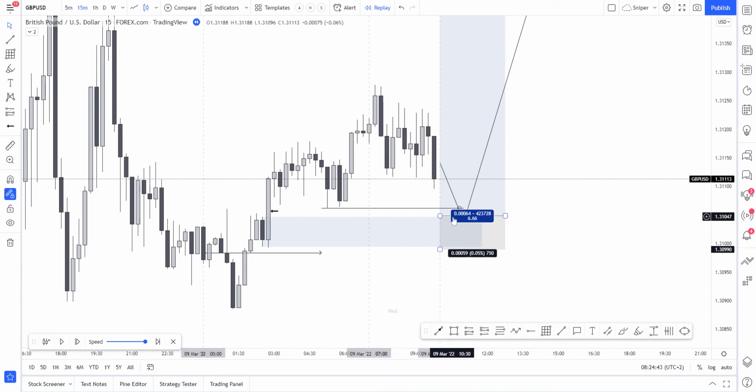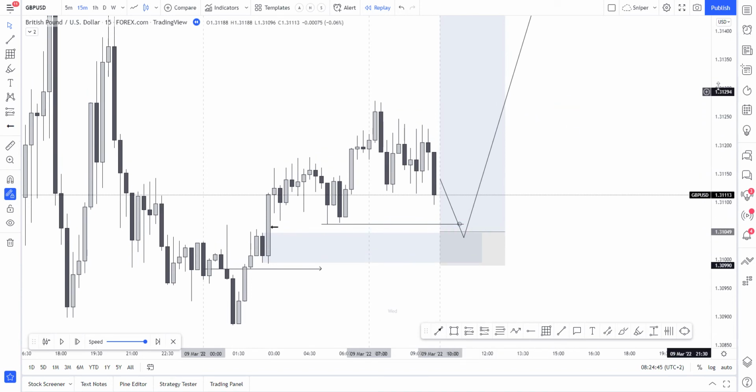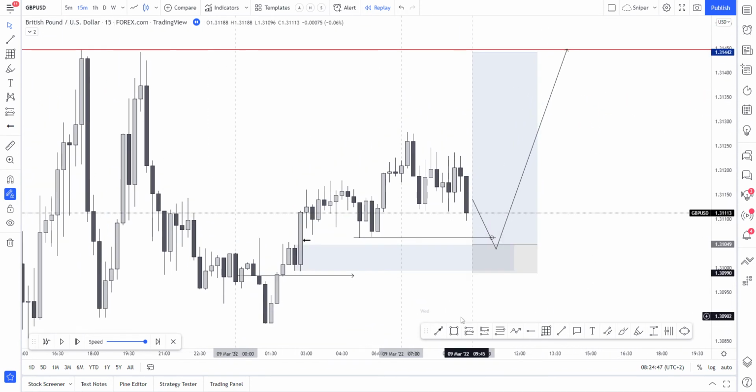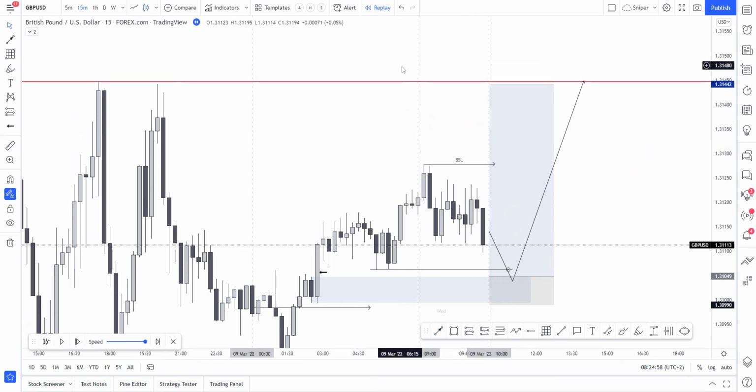So we want to see price drop down lower and then see price expanding further back towards the upside. My initial target was the sell side liquidity above this high. So we want to see price trade back up into these highs before continuing further towards the upside.